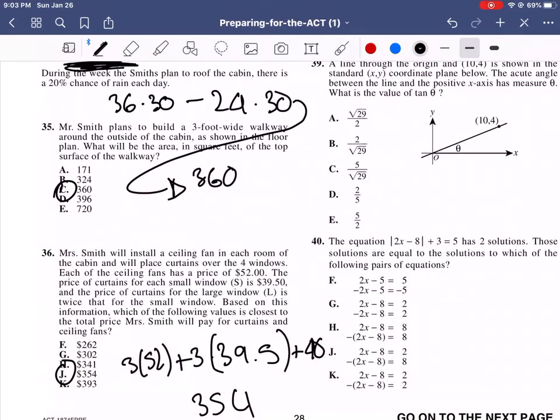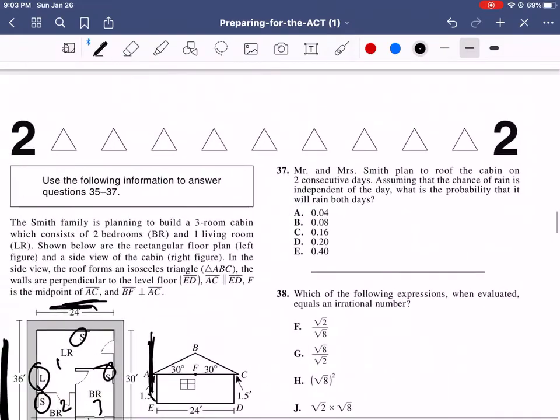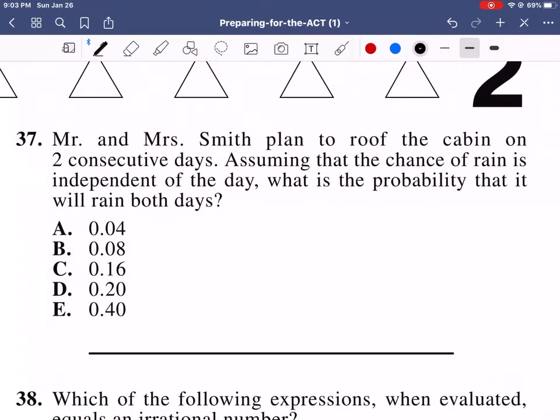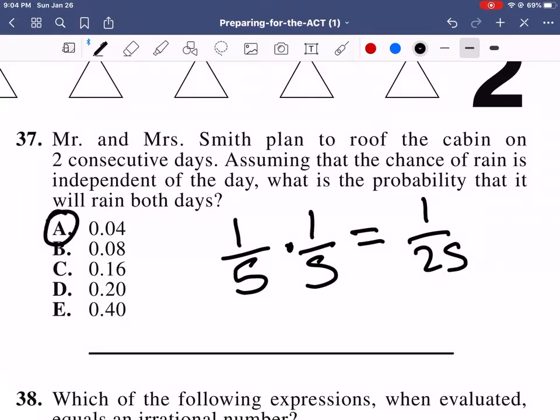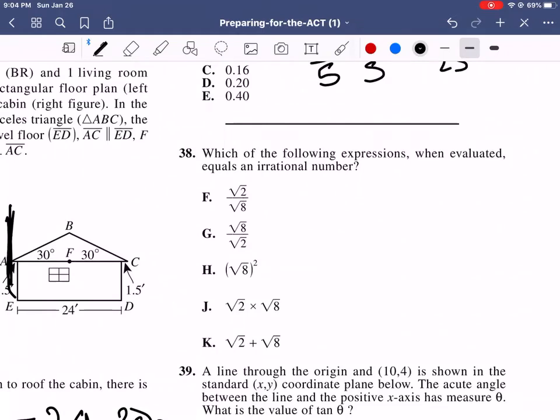So, the probability would be, where is it? 20% chance. So, 20% chance would be 1/5. And then since you're finding 2 days and not just 1 day, you multiply them together, because permutations, right? No, it's been a long time since algebra 1. Guess it's 1 over 2/5, and that equals 0.04. That's A.